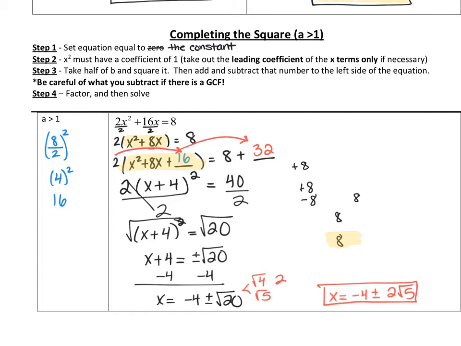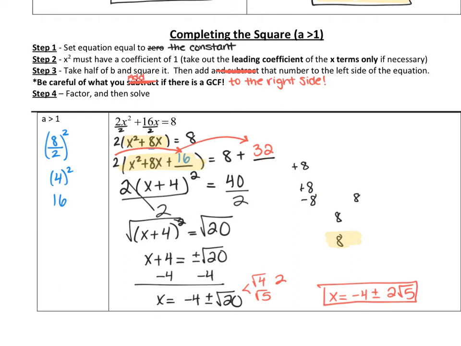Now, if you wanted to fix the steps up here, you absolutely can. So step 3 says take half of b and square it, and then we're just going to add that number to both sides of the equation, or add that number to the left side of the equation. So be careful of what you add if there is a GCF to the right side. Okay, so that's what I mean here, is after we took half of b and squared it, we got 16, but be careful, we don't add 16, we add 2 times 16 over here. And then the rest is, like I said, solving like we did yesterday.